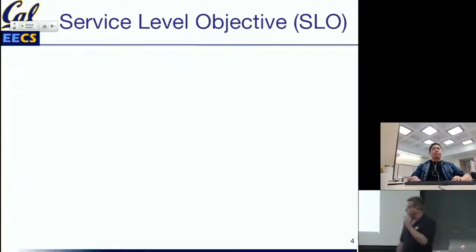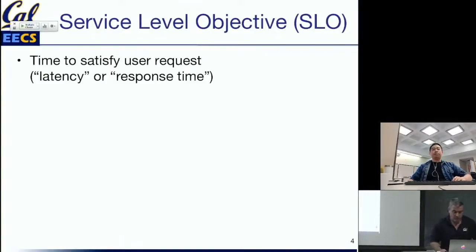One of the ways that this is measured is called a service level objective. Basically, this is a statistical representation of how a service ought to behave.